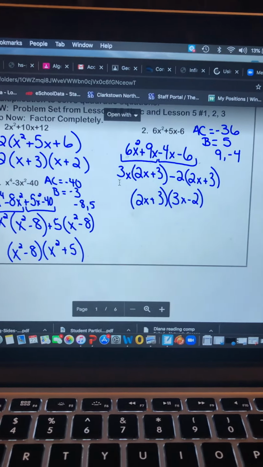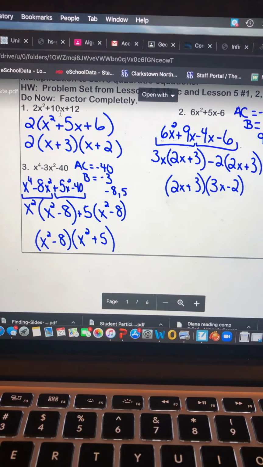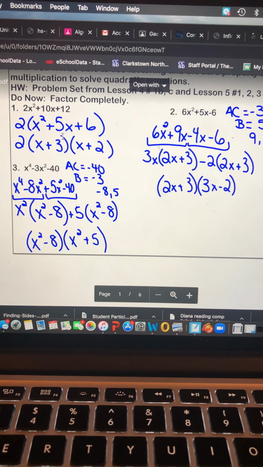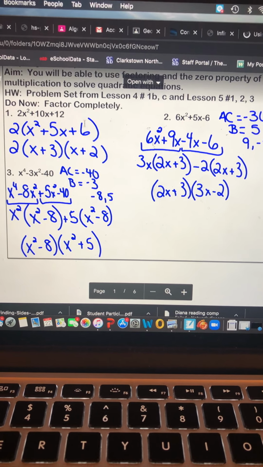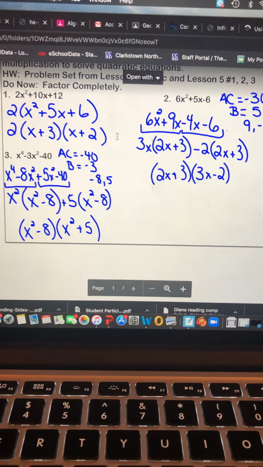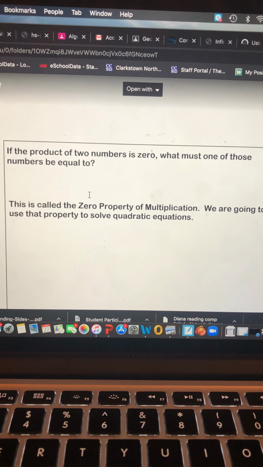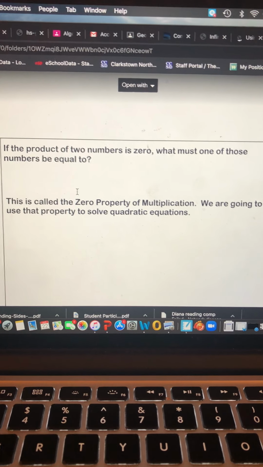So let's look at what we're learning today. So we've been just factoring with trinomials, quadratics, okay, doing just simplifying it, right? We haven't really been solving for anything. So now with this zero property, it's kind of giving you an introduction here.